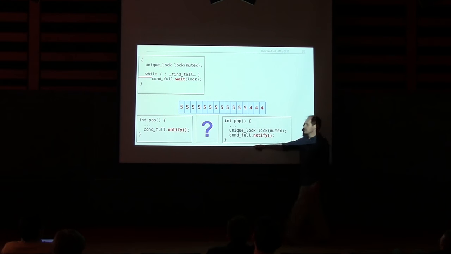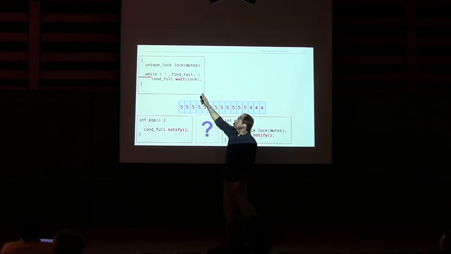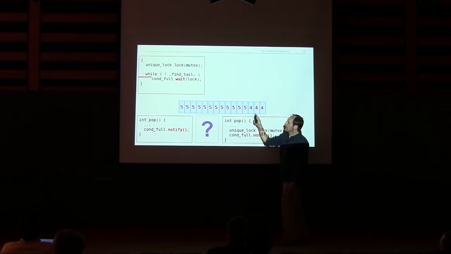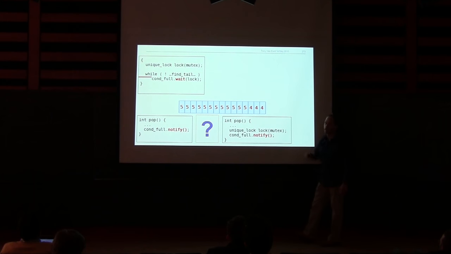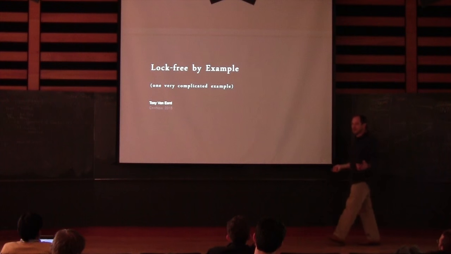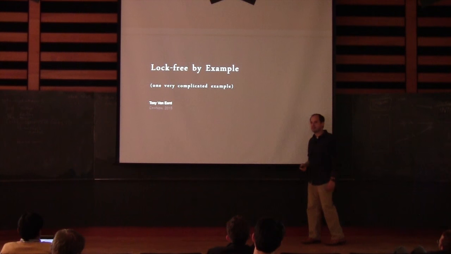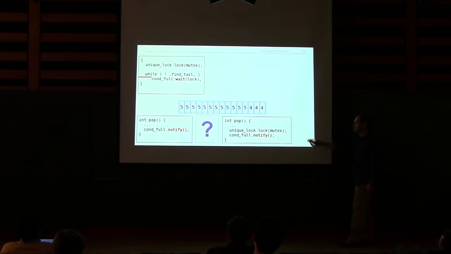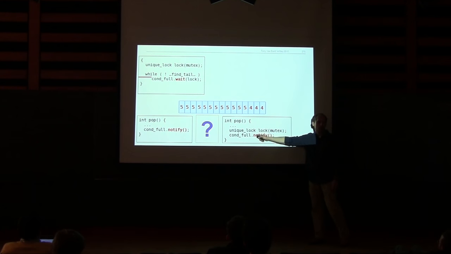So we can't just do this. We have to grab the lock. Once we grab the lock, we can't get this lock until that guy's in the wait. Then I can grab my lock. Then I can notify. Notifies won't get lost. So I've got a lock inside of push, or pop, every time through pop.